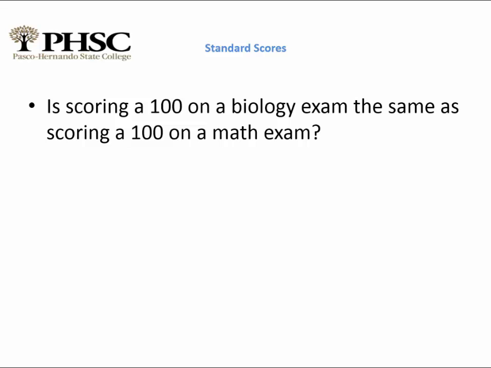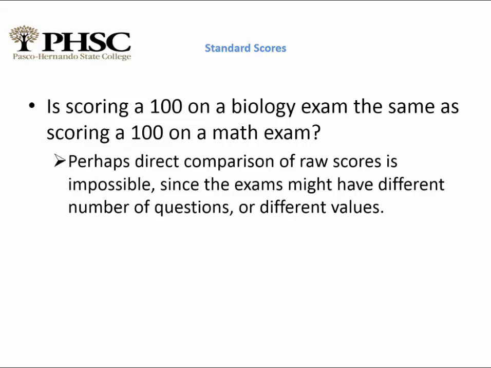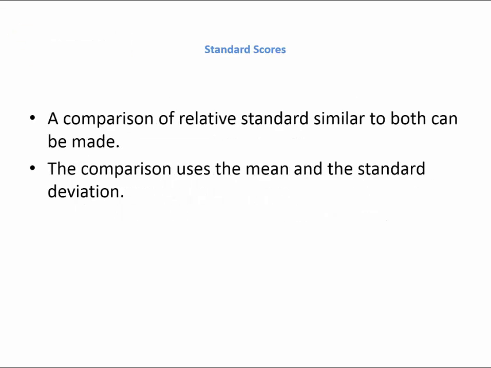So the first question: is scoring a 100 in a biology exam the same as scoring a 100 on a math test? Well, sometimes direct comparison of raw scores is really not possible, since the exams might have different numbers of questions or different values. Even though it might seem like a 100 is the same on both exams, when we actually analyze the scores, we might find out that they're not the same. So the first thing we're going to be talking about is standard scores.